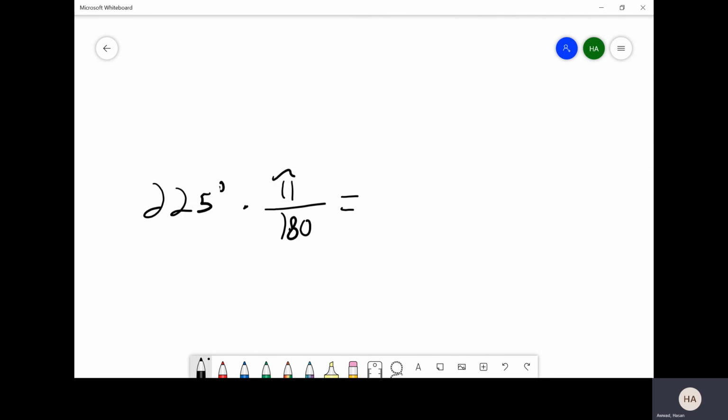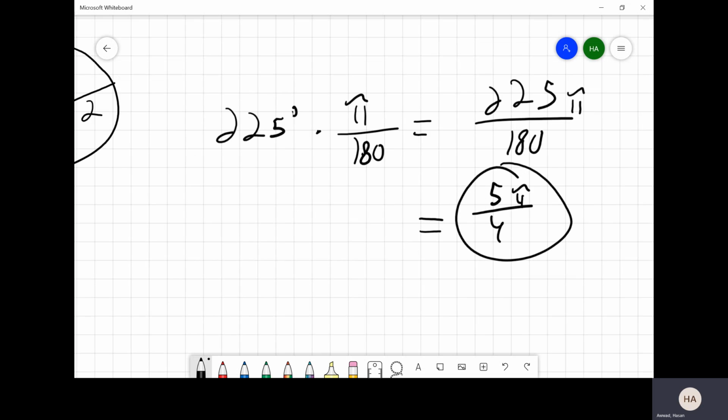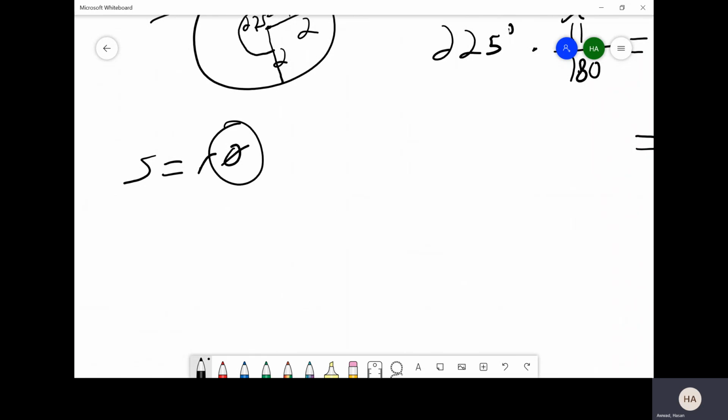And what does this give us? Well, this is 225 over 180, and can't forget the pi. We already talked about how this simplifies down because 45 is a factor of both. You can cancel out 45 out of both of them. So this leaves you with 5 pi over 4. So now we have 5 pi over 4, which is in terms of radians. We can take this and plug it into our theta now.